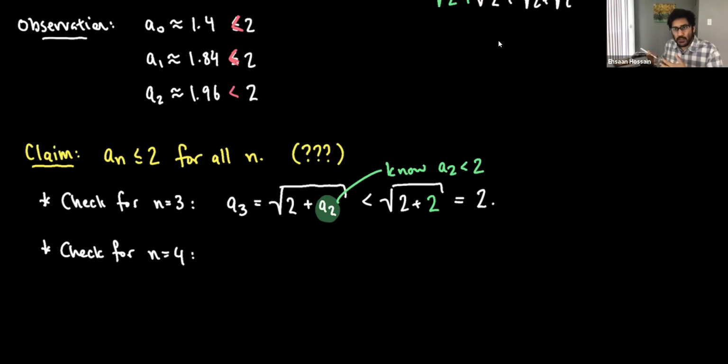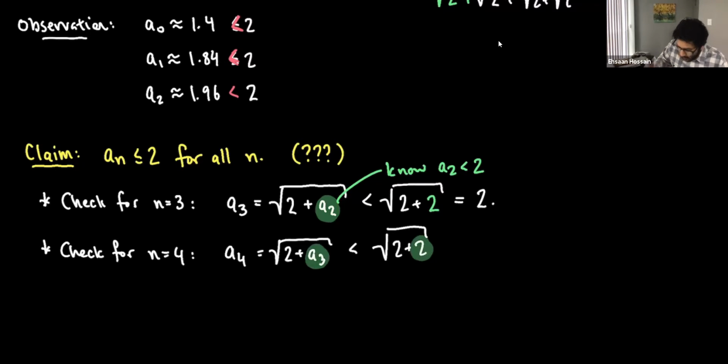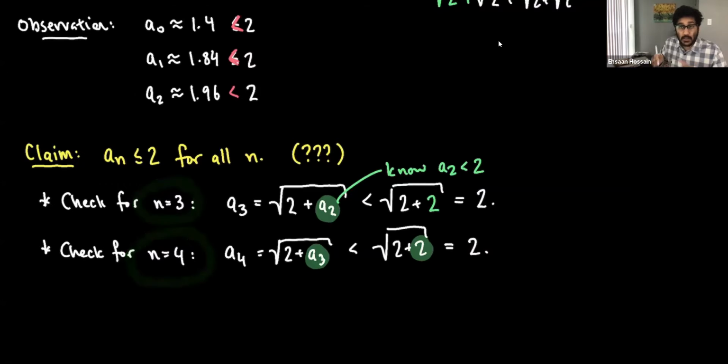You see how my proof is recursive? Each step of the proof makes reference to the previous case. So A4 is going to be the root of 2 plus A3, which is less than the root of 2 plus 2, the same strategy, right? I already proved that A3 was less than 2, so I'm just using that. And that's 2, right? So as you see, I'm not assuming that the statement is true for n equals 3 to prove the n equals 4 case. I'm not assuming it. I proved it. And how did I prove the n equals 3 case? Based on n equals 2, right? Exactly.